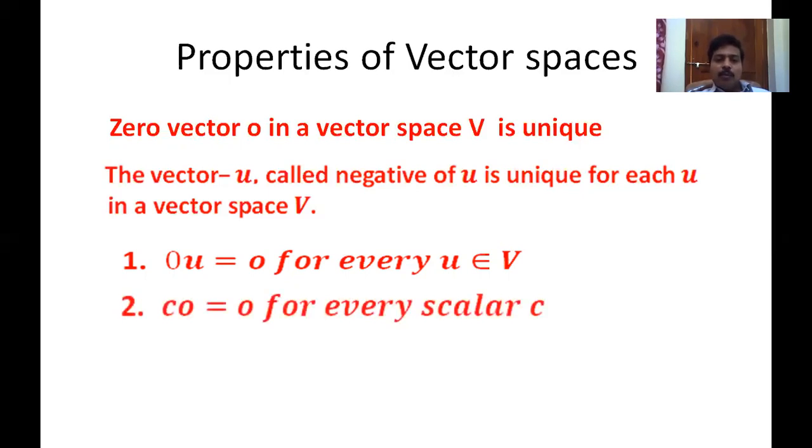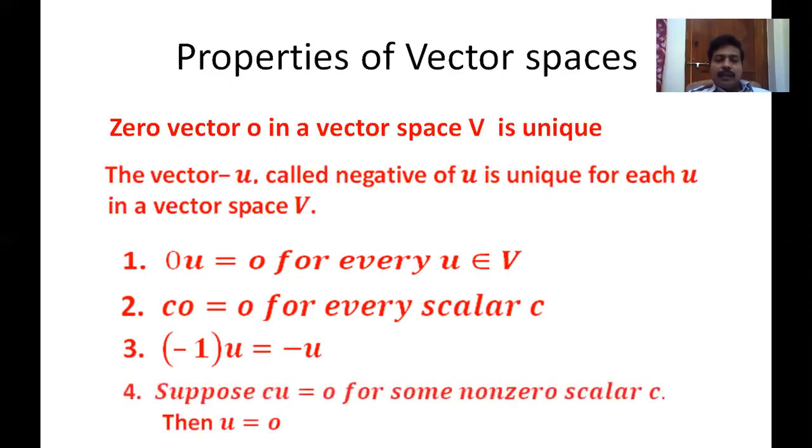And cO is equal to O, where O is the zero vector. It holds for every scalar c. And minus 1 times u is equal to minus u. Here minus 1 is the additive inverse of the identity. And finally, we have proved that suppose cu is equal to O for some non-zero scalar c, then u must be a zero vector. This is what we have seen in the previous class. Today, in our class, we are going to discuss some examples.